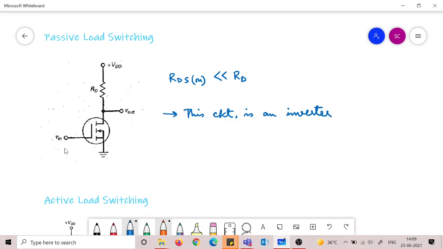Now you see, when you have V in as a low voltage, then this is open. This resistance RDS on is very high at that time. So this is actually open, and you have no current flowing in this region. So what happens, your VDD voltage comes to this V out voltage. VDD of course is a high voltage, so for 0 voltage or very low voltage you have a high voltage in the output. So this is working as an inverter.